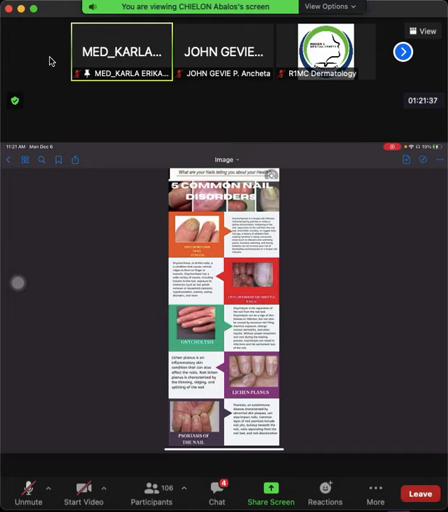So for the treatment of psoriatic nails, we can do systemic therapy. We can give the patient methotrexate, UVA, cyclosporine, biologics, and acitretin. We can also do intralesional injection of triamcinolone acetonide suspension, and we can give the patient topical 5-fluorouracil.